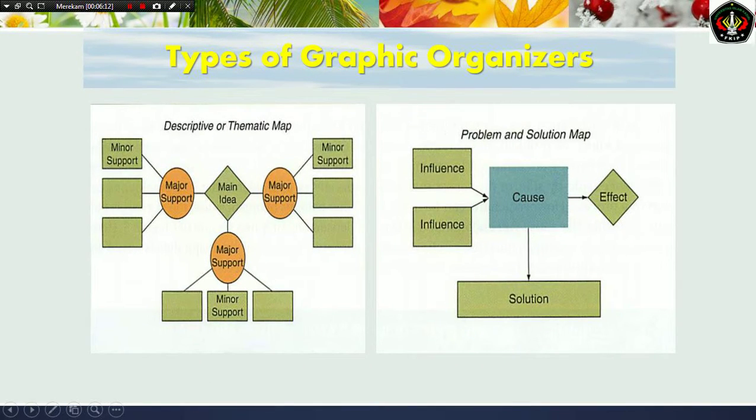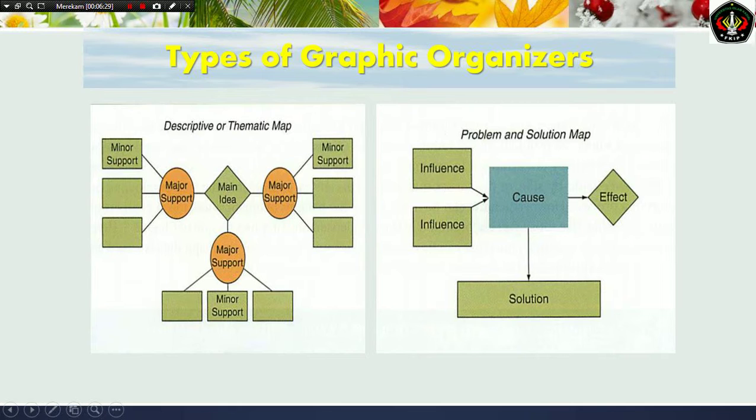The type of graphic organizer. The first is descriptive or thematic map. We can see that the main idea is in the middle, and then there are major supports, supported also by the minor supports. And then number 2 is problem and solution map.